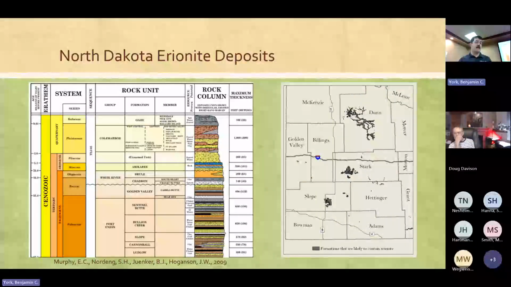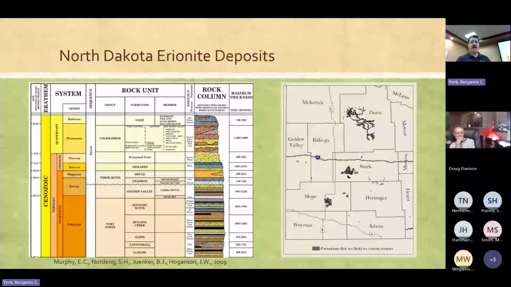So if you had a fresh ash, you wouldn't have these zeolites yet. So that's one of the things where you need multiple steps. You can't just have the ash. It has to be weathered as well to start getting these Erionites.